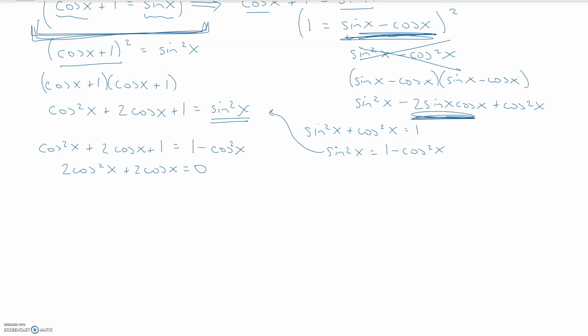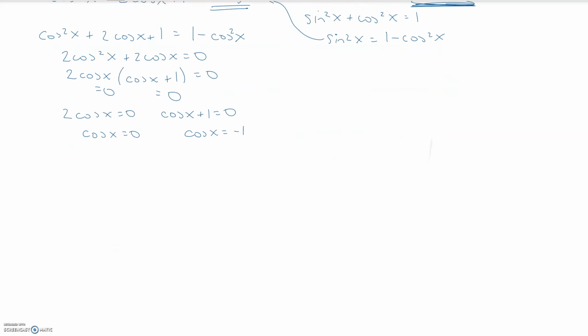All right, so you're back. I factor out a 2 cosine x. I have 2 cosine x, and that'll give me cosine x plus 1 equals 0. This little guy equals 0, this little guy equals 0. 2 cosine x equals 0. Dividing by 2 gives me cosine x equals 0. On the other side, we have cosine x plus 1 equals 0. Subtracting 1 gives me cosine x equals negative 1.